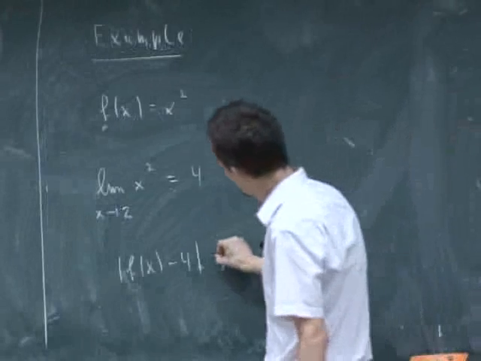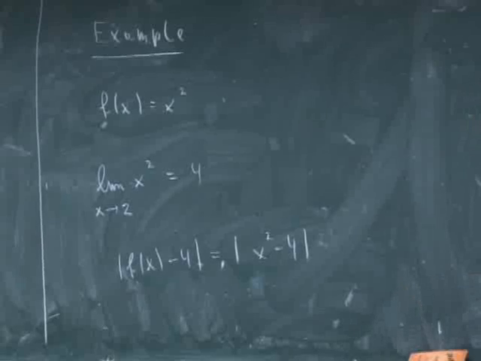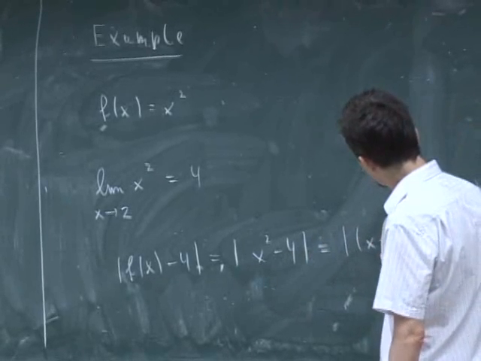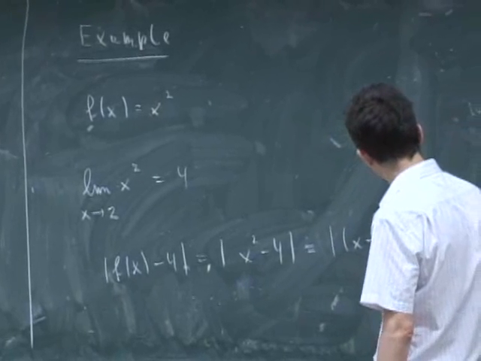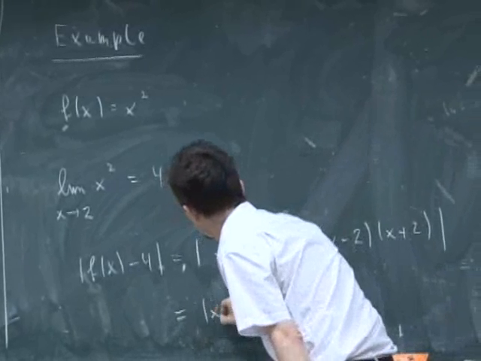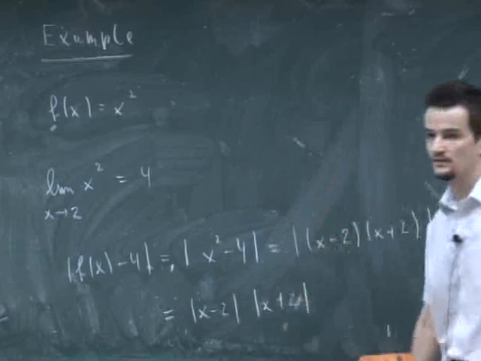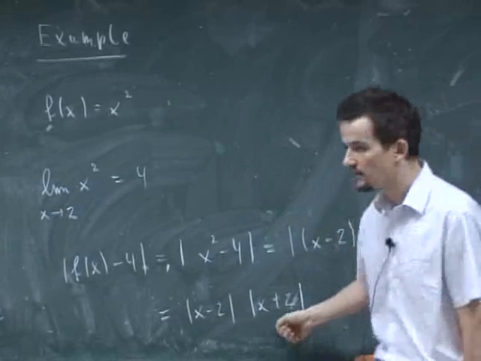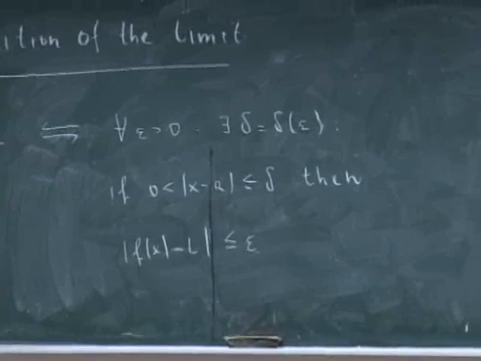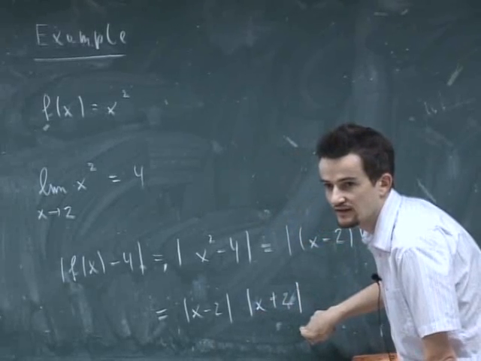Now you can again plug in the function. You have x squared minus 4, and the obvious way to do this is to use the well-known formula that this is x minus 2 times x plus 2. So you see that this is the absolute value of x minus 2 times the absolute value of x plus 2. Now this is causing a little bit of a problem here, because if you choose a delta, you will have that this is smaller equal than delta, but you still have this term here.